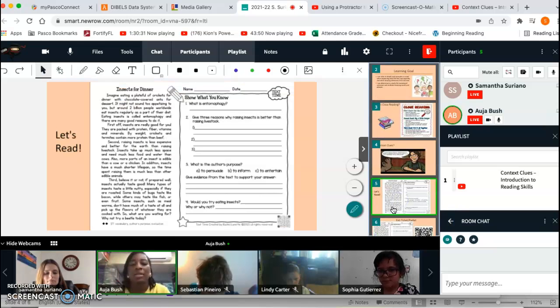Okay, so this is a passage for our close reading. It's just a little passage, and it comes with a few questions. I will read, and then we can read together afterwards. So this is Insects for Dinner.